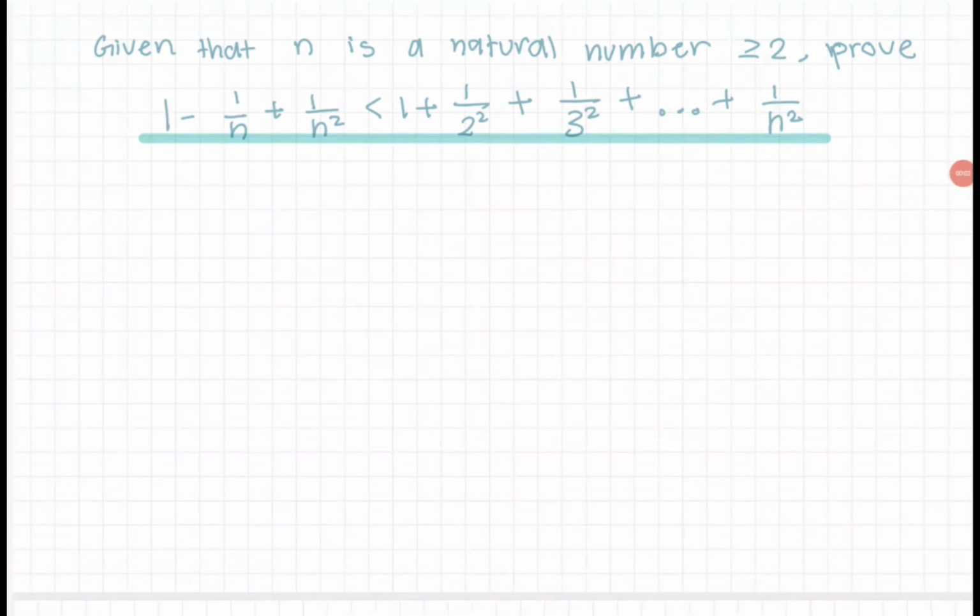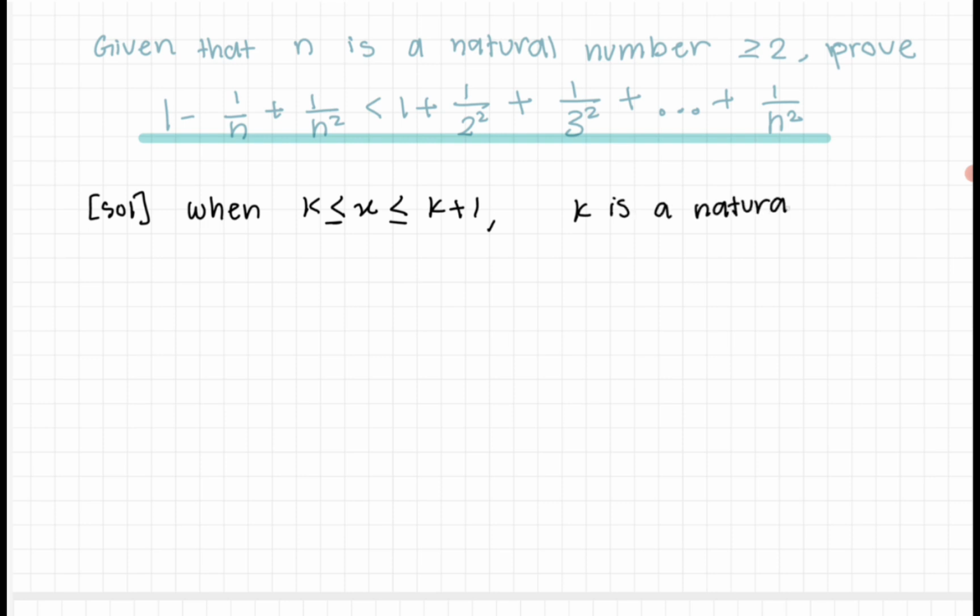So now I'm going to go over the solution. How do we approach this problem? Well, in that previous video I was talking about, we learned an important theorem, and that stated that when k is less than or equal to x is less than or equal to k plus 1, where k is a natural number, then 1 over k plus 1 squared is less than or equal to 1 over x squared, which is less than or equal to 1 over k squared.